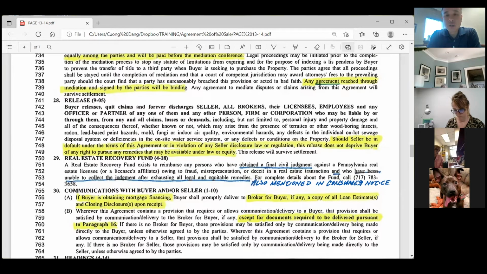Should seller be in default under the terms of this agreement or in violation of any seller disclosure law or regulation, this release does not deprive buyer of any right to pursue any remedies that may be available under law or equity. This release will survive settlement.